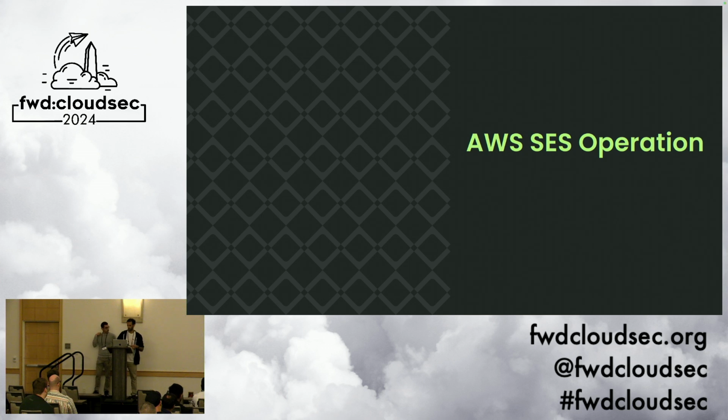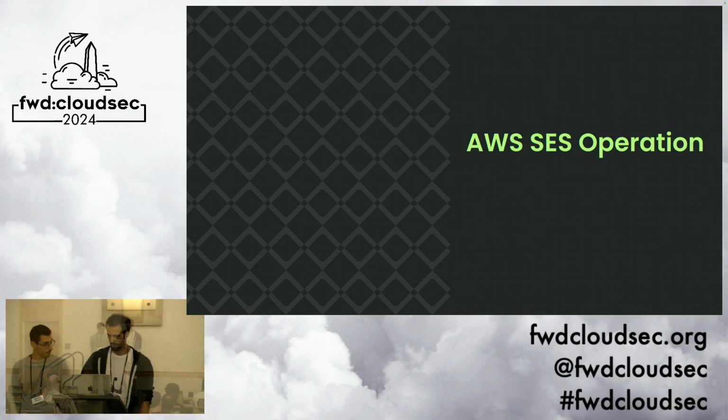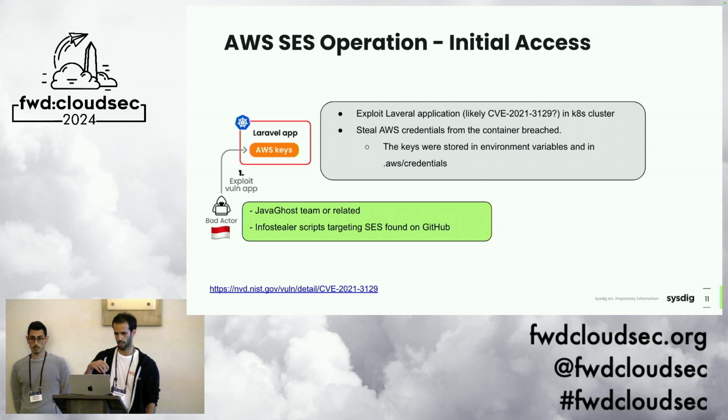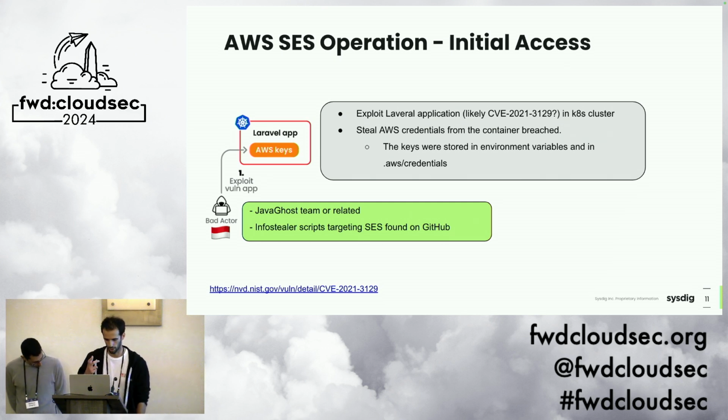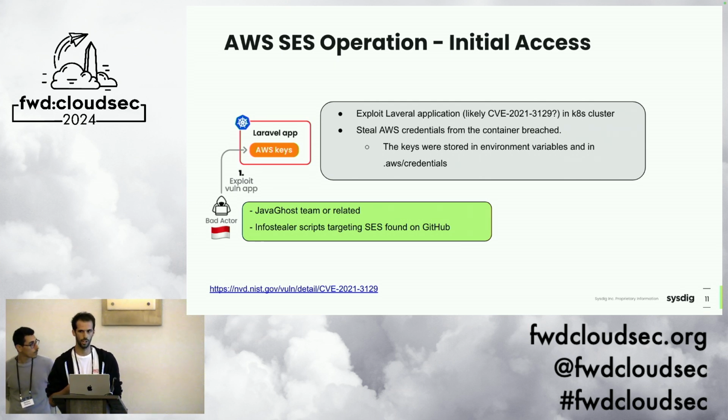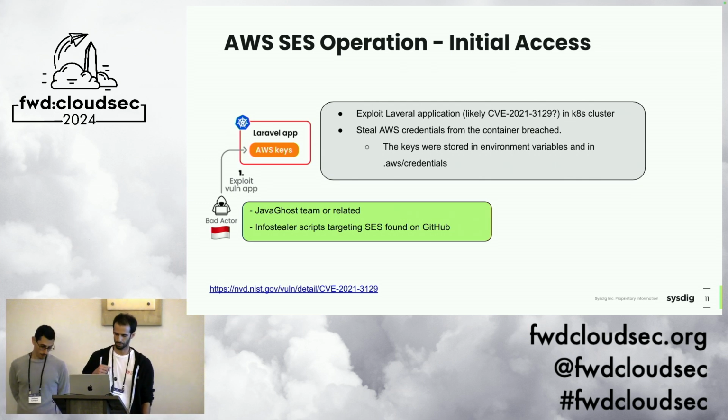So now I'm going to show the phases of this offensive operation that we investigated with the collaboration of the customer. And as Stefano said, it involved two different threat actors, one which gained access to the AWS account of the victim, while the second threat actor bought the access to this AWS account in order to launch a phishing campaign. The attack started with the exploitation of a Laravel application running on a Kubernetes container.